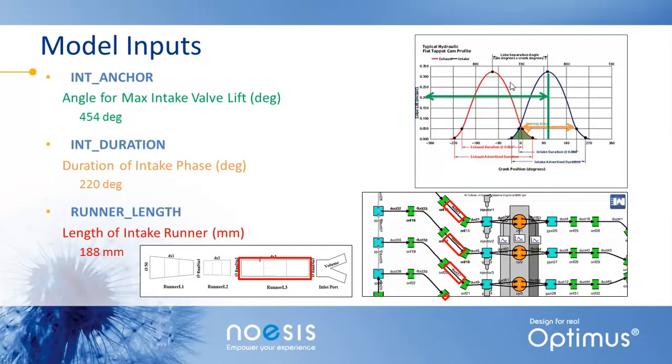So these are two parameters that are related to the valve train. A third parameter is more like a geometrical parameter, and in this case we have chosen to also vary the dimensions, or more specifically, the length of the runner at the intake. So that's this length that we can change.